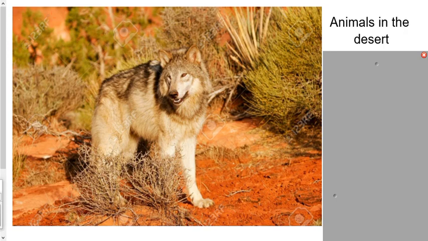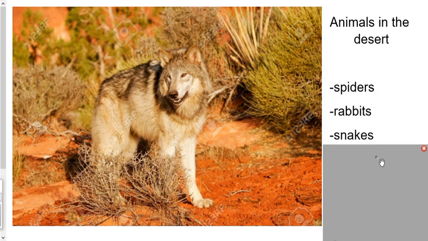And last but not least, we have wolves. So let's review. Some animals that you may find in the desert are spiders, rabbits, snakes, and wolves. Now let's move on to a writing activity.